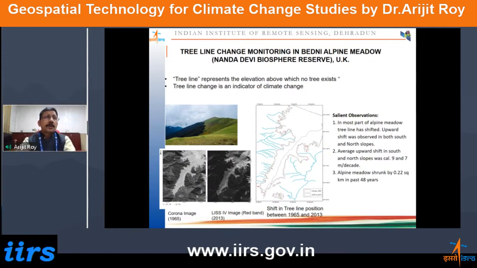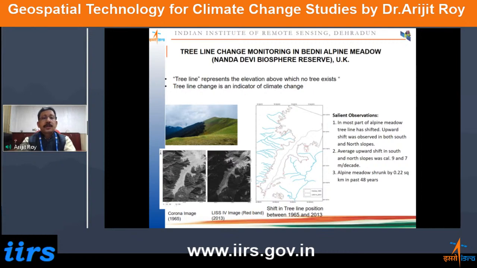We all know that in the higher reaches, especially in the Himalaya, there is a phenomenon which is known as the tree line. There is a particular elevation beyond which the trees are not able to survive because of the extreme harsh conditions, mainly the cold conditions. So this is basically known as a tree line.